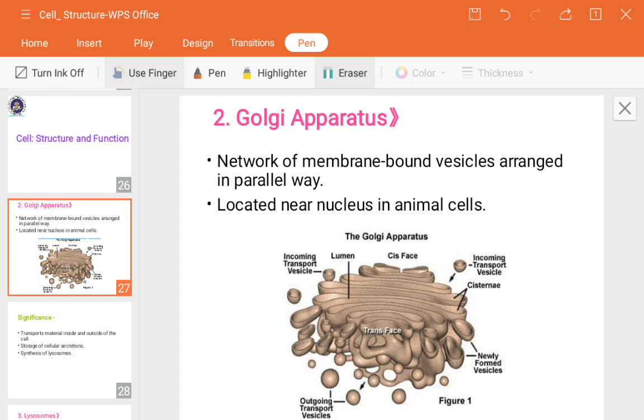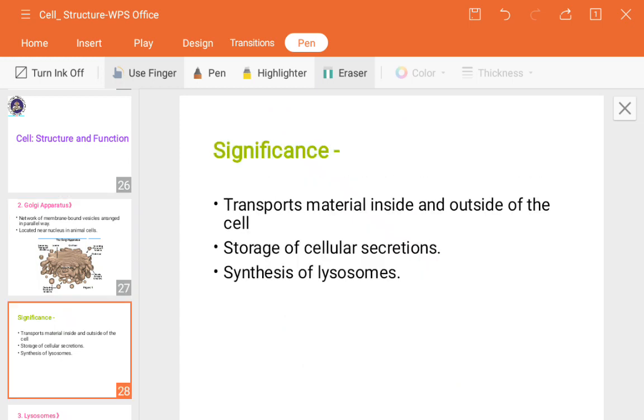Now, next is their significance. What is the significance? You will understand now. It transports material inside and outside of the cell. Just as we studied about the endoplasmic reticulum, which synthesizes protein and lipid and transfers them to different cells, the same applies to the Golgi apparatus. They transport the material inside and outside of the cell. Okay, one more point.